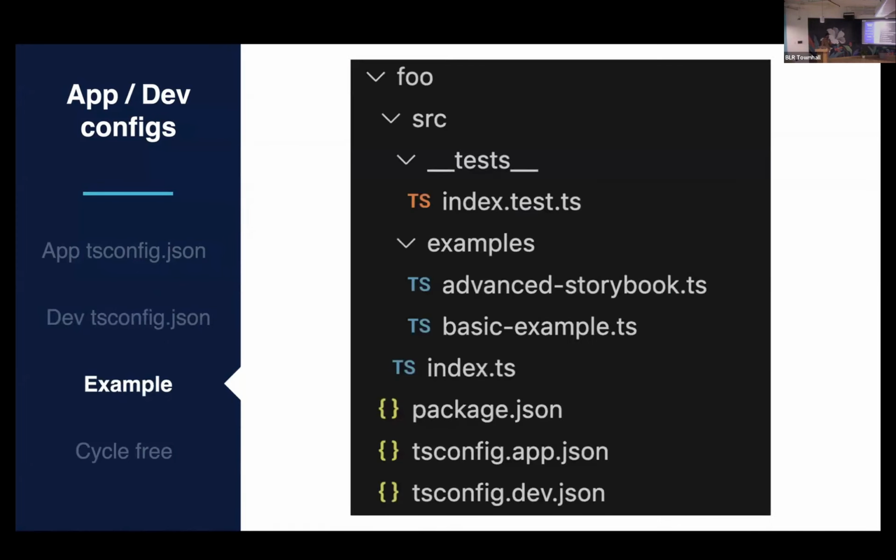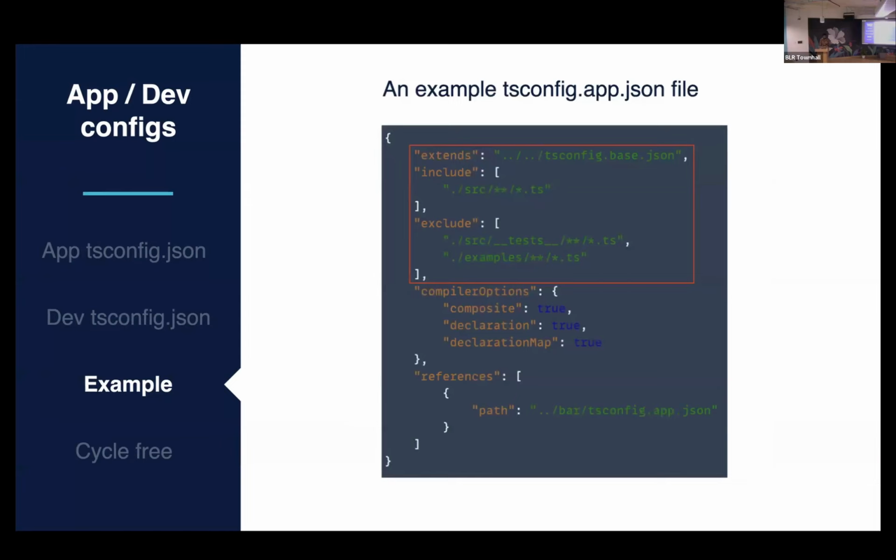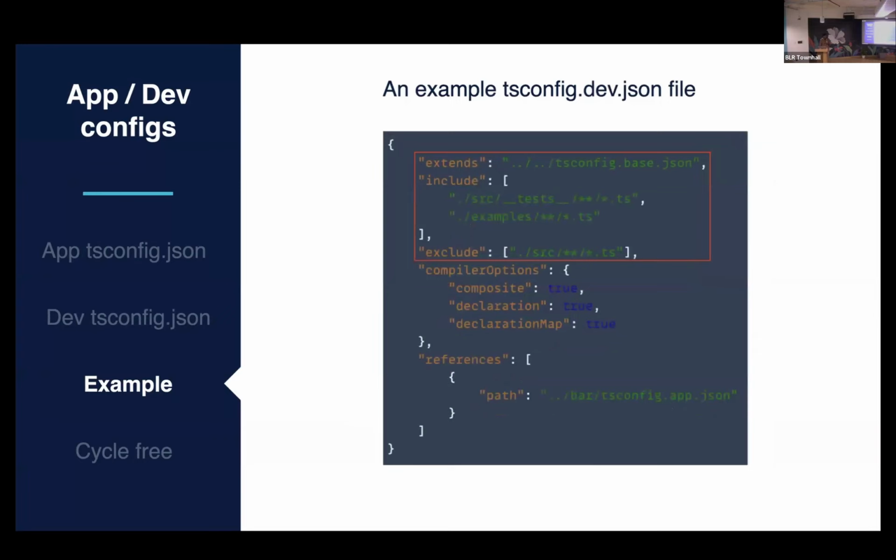So let's look at an example here. If you remember, previously there was just one tsconfig, but now you see that every package needs to have two tsconfigs. One is tsconfig app.json and the other is tsconfig dev.json. So this is an example of a tsconfig app.json. You can see that you include all the source files, but then you exclude test files and example files. So this is an example of dev.json, where you can see that it includes the test files and example files that were excluded by app, but then you exclude the actual source files. So it's the other way around. That way you have type checking on all the files, but it's split out.